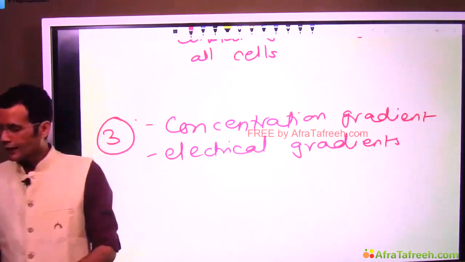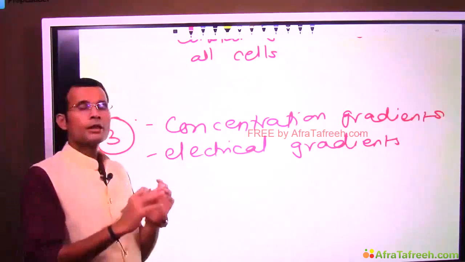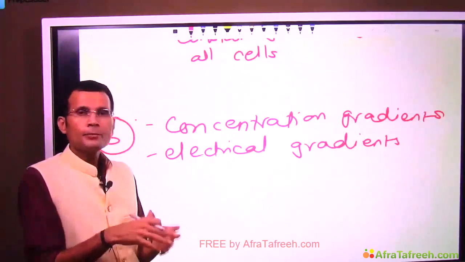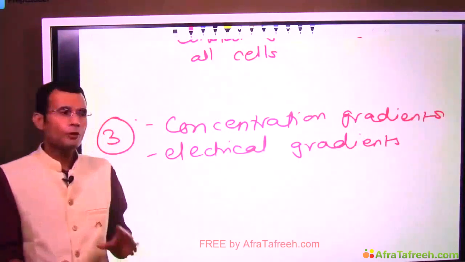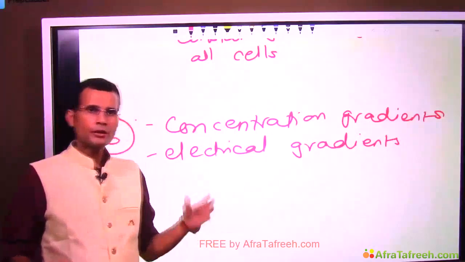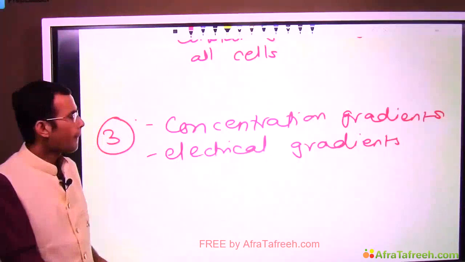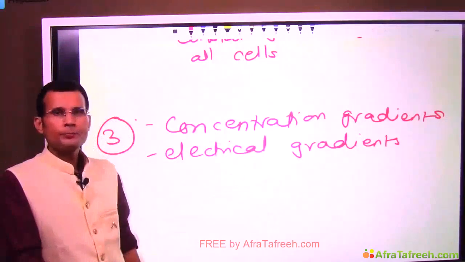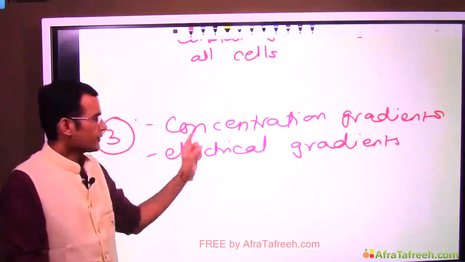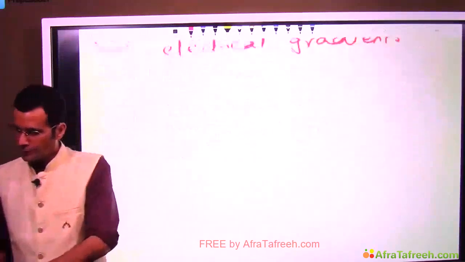Concentration gradients and electrical gradients. Another important concept which you will need, particularly for the excitable cells in the body, the muscle, cardiac muscle, smooth muscle, skeletal muscle, nerves. You will need these concepts. So focus on the third concept.